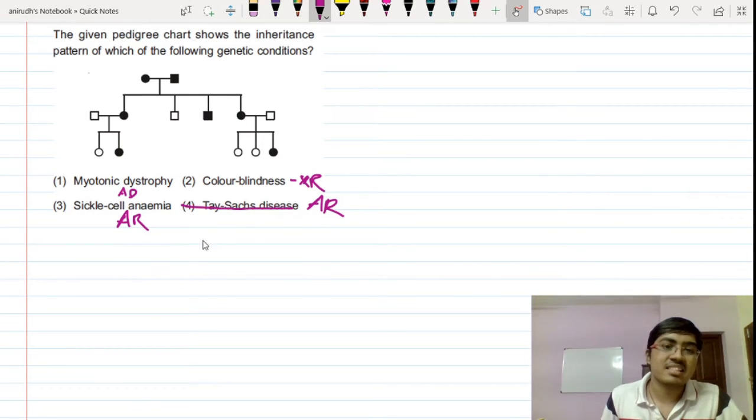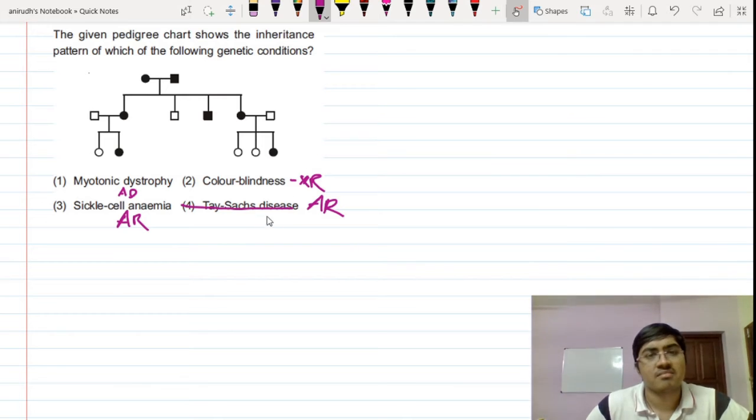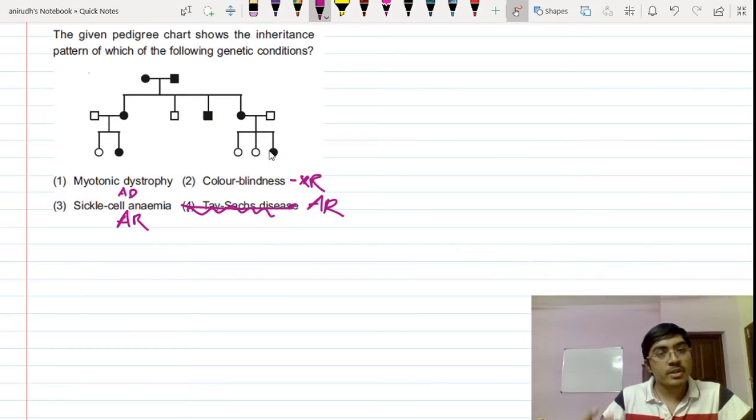I'm just erasing this off. No need to remember this. You have the whole MBBS to remember Tay-Sachs disease and a lot of other things like this. And you may not see any case of Tay-Sachs disease in your whole lifetime. So that's the irony of this. Tay-Sachs disease is autosomal recessive.